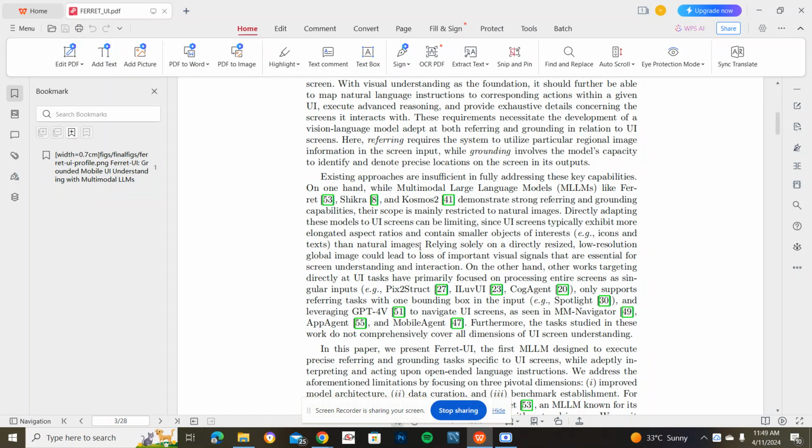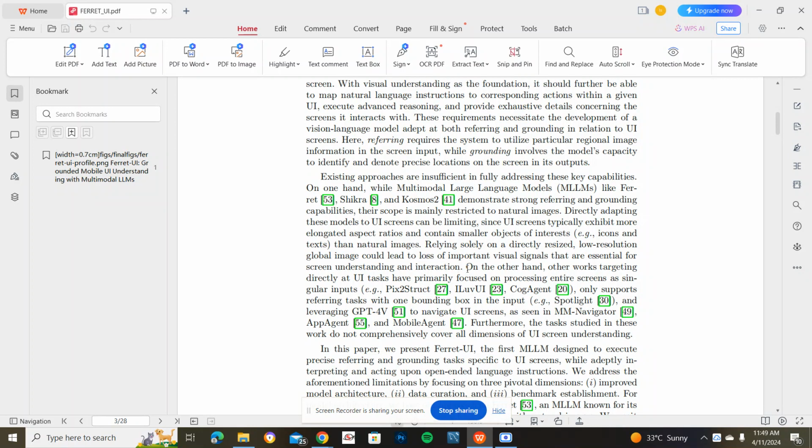Relying solely on a directly resized low-resolution global image could lead to loss of important visual signals that are essential for screen understanding and interaction. So what is happening is that if we don't use a good aspect ratio and any-resolution kind of configuration, then it is possible that we will not be able to properly use the smaller objects that are important in our images. So this line is about it.